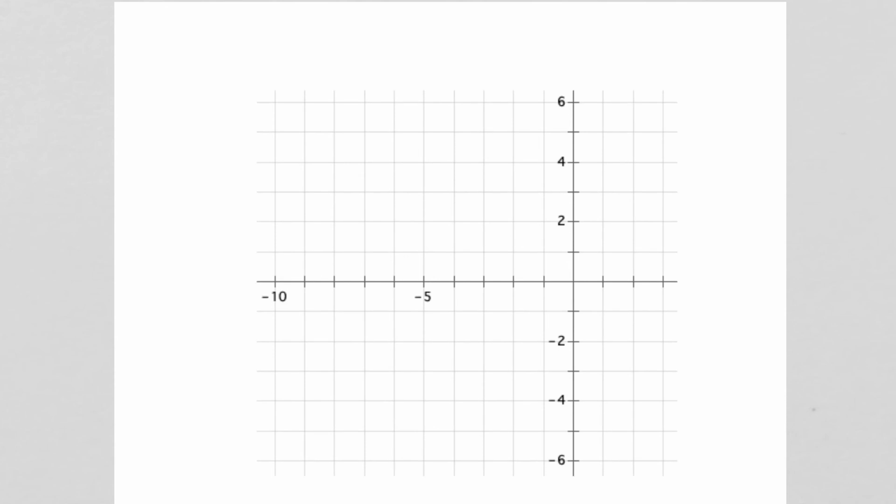So let's see. Let's extend our graph a little bit here. So there would be 4, 5, 6. I think that'll be enough. So the vertex at 5, negative 3/2. So that's 5, negative 1.5 right there.